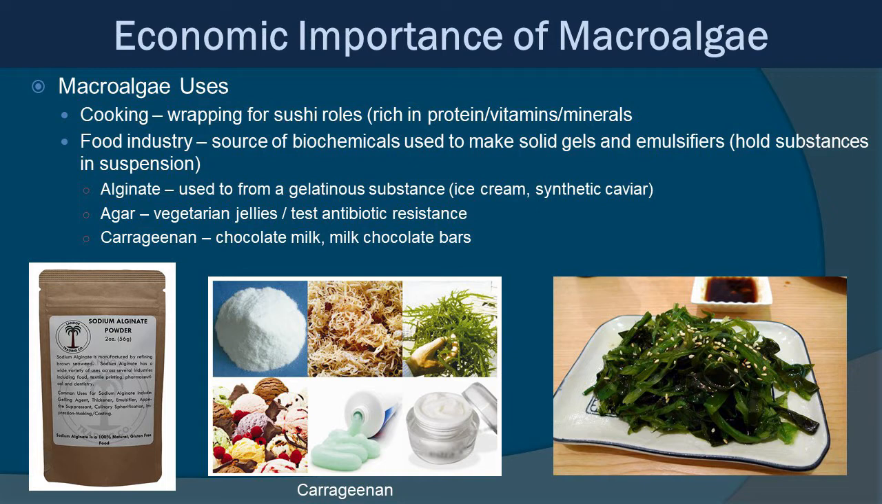They're sources of biochemicals that help to make solid gels, and also for emulsifiers, which kind of hold substances in suspension. Here's a few examples, like algin, which is used to form a gelatinous substance that you find in ice cream and synthetic caviar. Agar is used in a few things, vegetarian jellies, for example, and they also use it to test antibiotic resistance with bacteria. Carrageenan is also used in chocolate milk, chocolate bars, things like that.